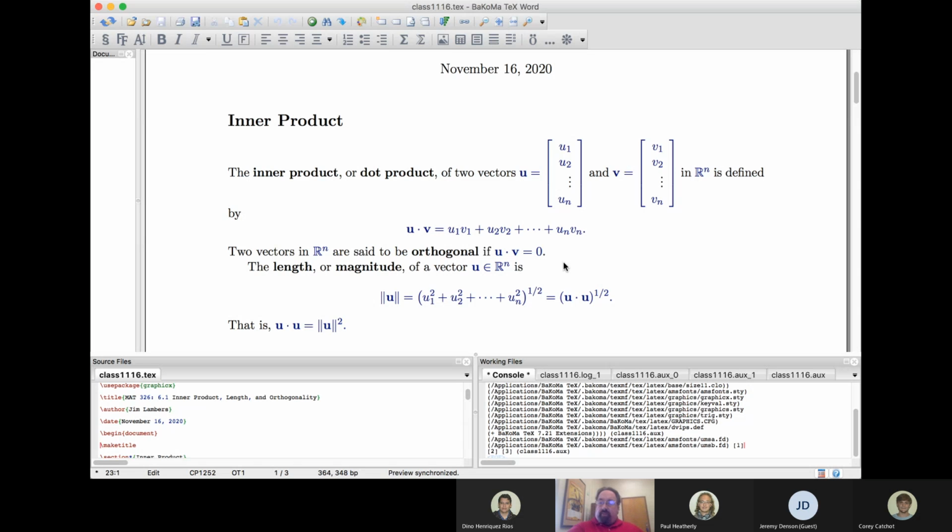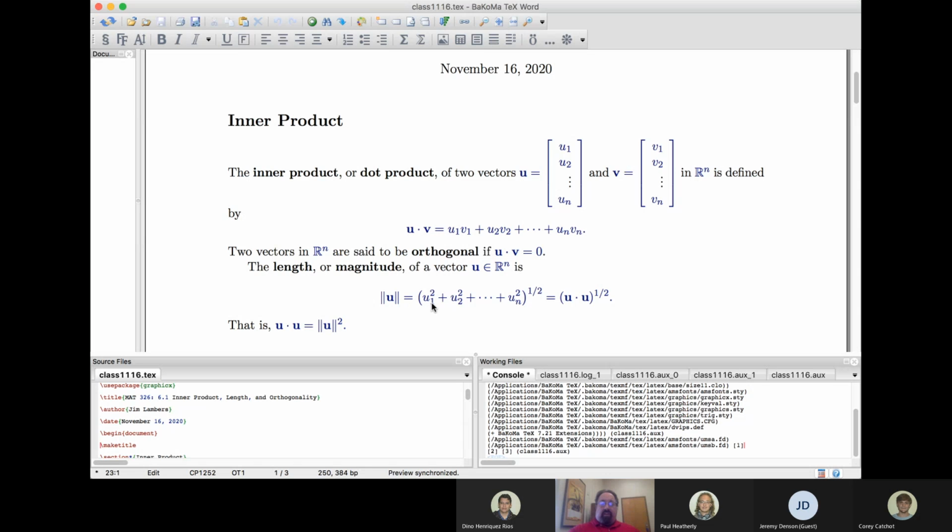The other term that we need is the length or magnitude of a vector. It's also referred to as the norm of a vector. So this is the standard Euclidean length. This is something that you would have seen sometime in calculus also.